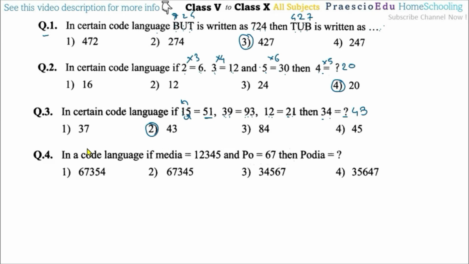Then question number 4, in a code language, if MEDIA is 12345 and PO is 67, then PODIA, PO means we can say PODIA. Okay, so here PO is given 67, and DIA means here M for 1, E for 2, D 3, I 4 and A 5. If we make the respective alphabets and numbering, so we are getting DIA as 3 4 5. So DIA means 3 4 and 5, so it means 6 7 3 4 5. So 67345 means option number 2 is the correct one.